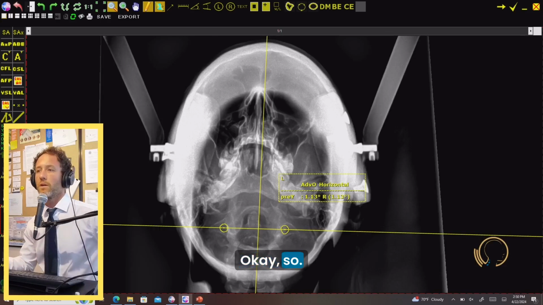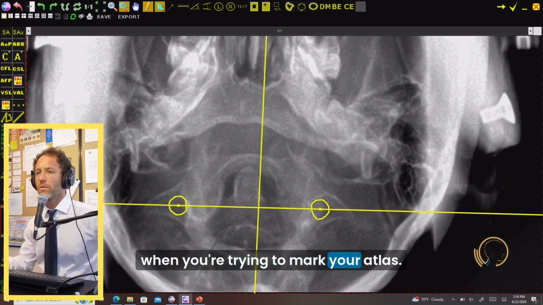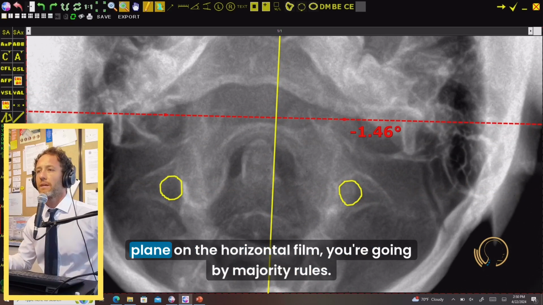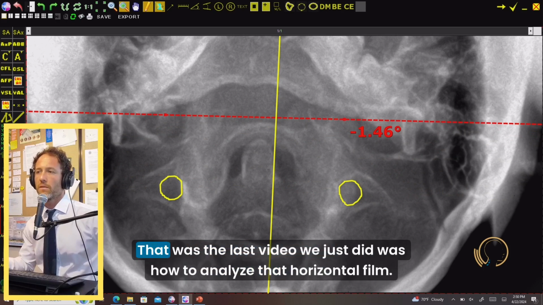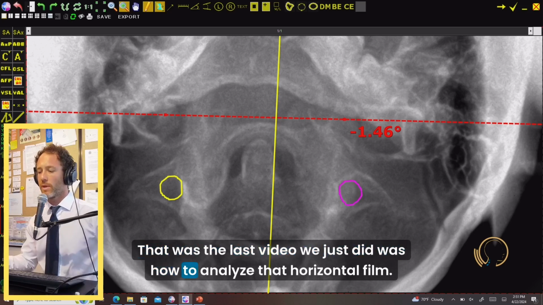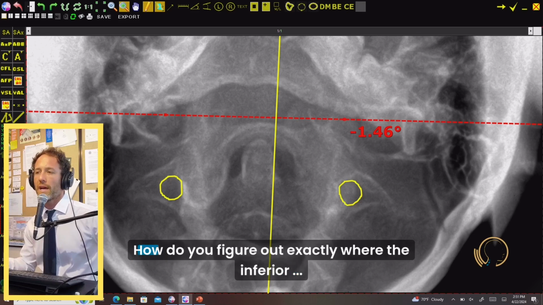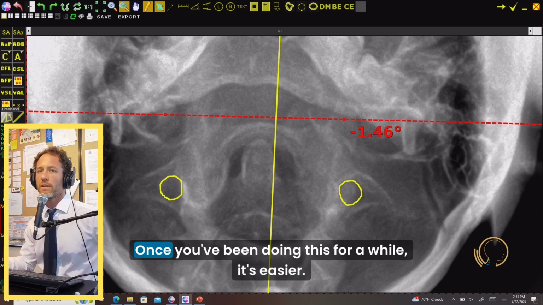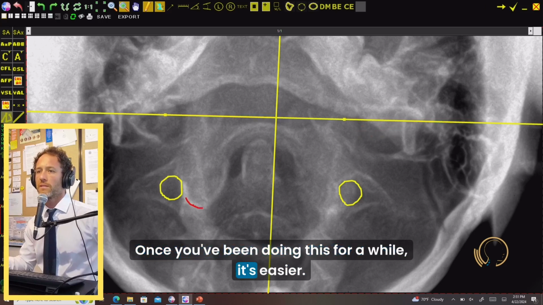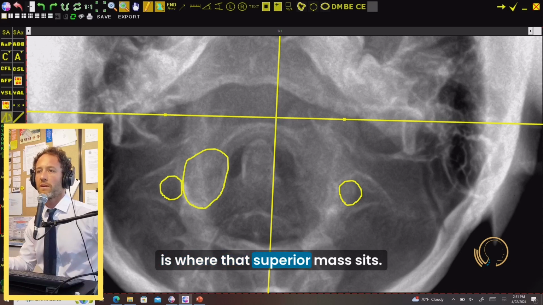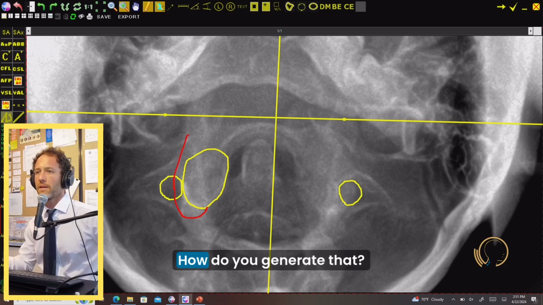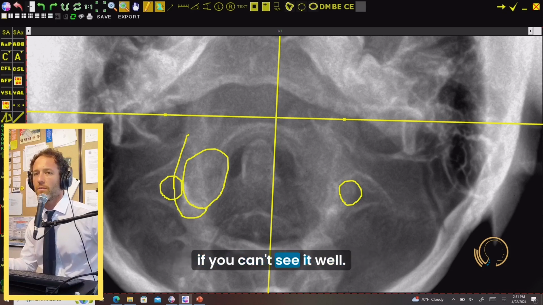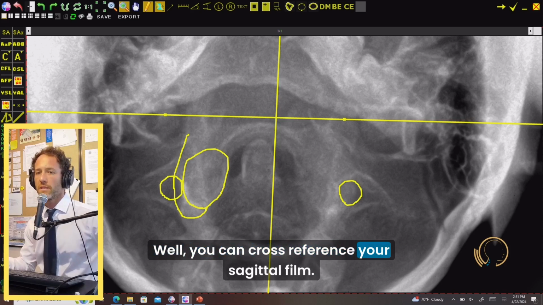See here. Horizontal film. Okay. So when you're trying to mark your atlas plane on the horizontal film, you're going by majority rules, right? So that was the last video we just did, how to analyze that horizontal film. Well, how do you figure out exactly where the inferior, right? Once you've been doing this for a while, it's easier, is where that superior mass sits, right? How do you generate that if you can't see it well? Well, you can cross-reference your sagittal film.